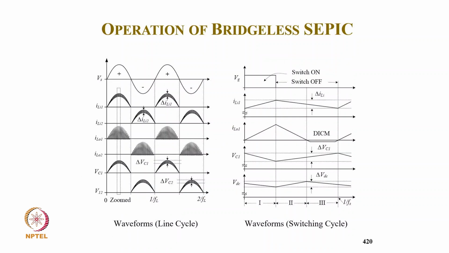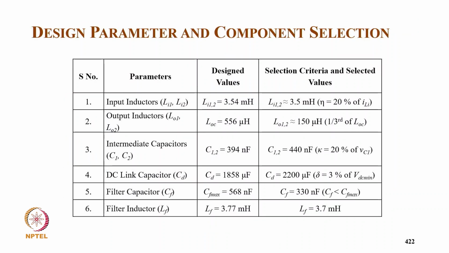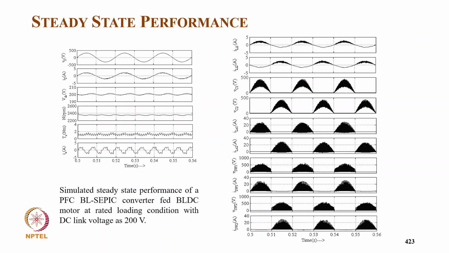And you can see the input inductor current is discontinuous, positive and negative, and the capacitor voltage is also continuous, and a large view of the waveform. In the calculation, the input inductor is 3.54 millihenry, but the output inductor is 55.6 microhenry. Of course, the remaining parameters are the same. And we selected the output inductor as 150 microhenry, one-third, to make the conduction of both the converters over a wide input voltage and a wide load change.